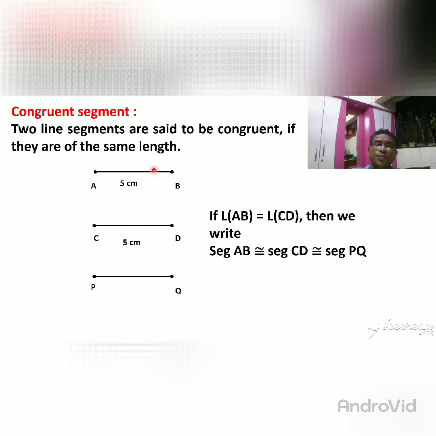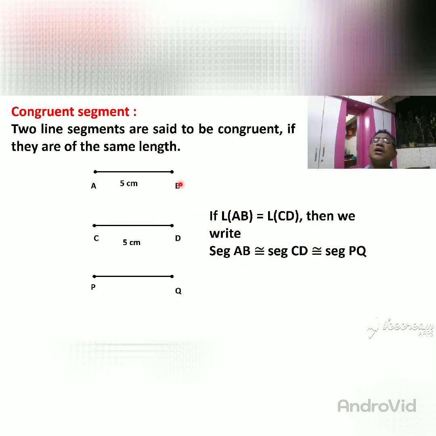What is the second property? The first segment is congruent with the second segment, which means the second segment is congruent with the first segment. So we can write here AB congruent AB first. Afterwards we can write the second property: segment AB congruent with segment CD, so segment CD congruent with segment AB.